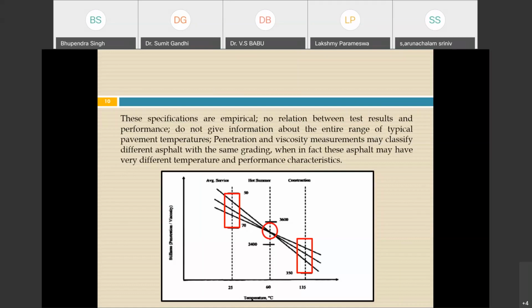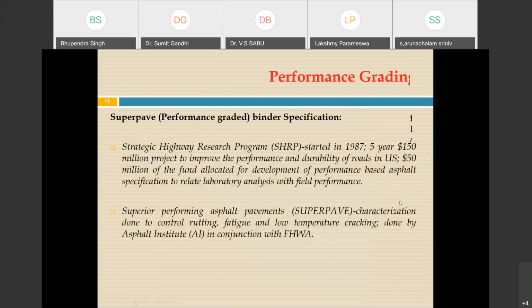In order to solve this problem, performance grade came into the picture. And what do we do in the performance grade? I will talk about what the performance grade is. First, how did the performance grade come into existence? Performance grade came into existence as a result of the Strategic Highway Research Program, which was a program initiated in the year 1987 in the US. And this was a 5-year program, and the total budget which was allocated to the program was 150 million.